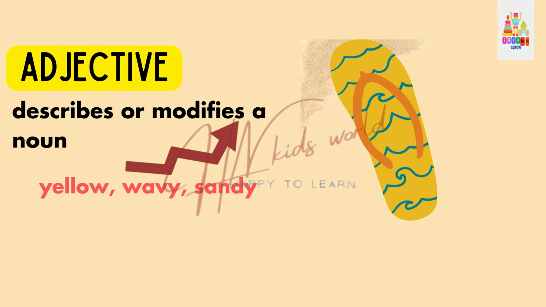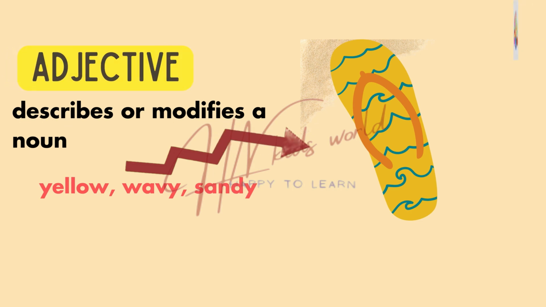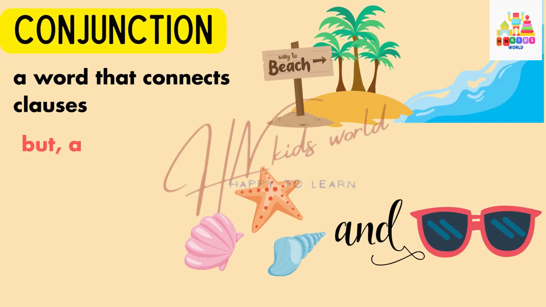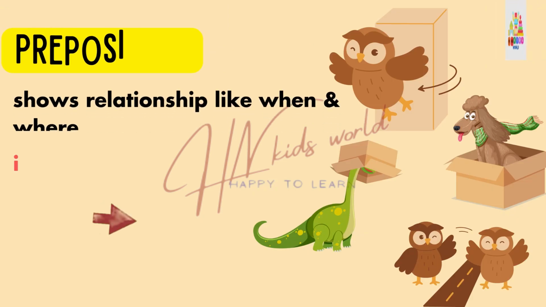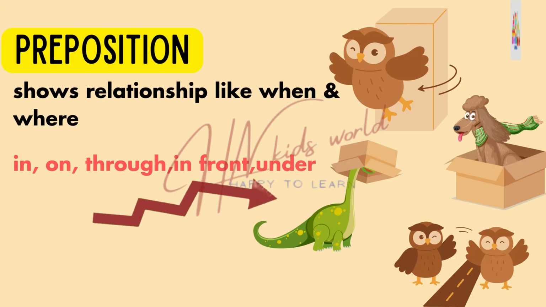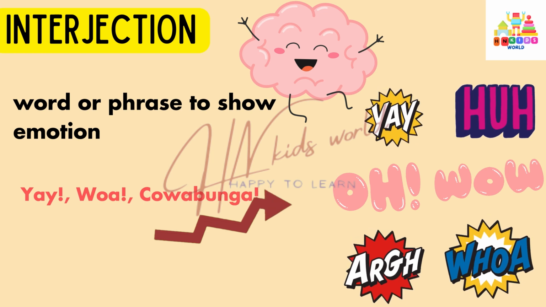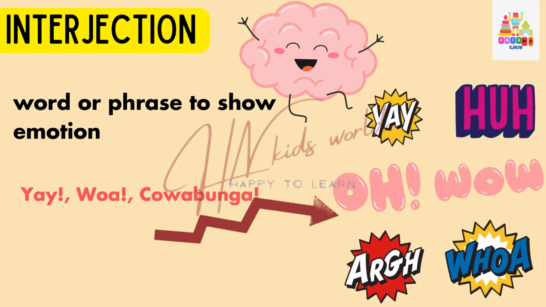Adjective, describes or modifies a noun. Conjunction, a verb that connects clauses. Preposition, shows relationship like when and where. Interjection, word or phrase to show emotions.